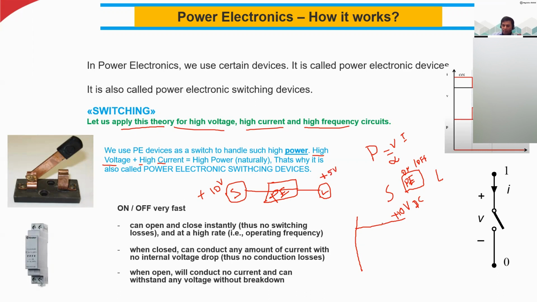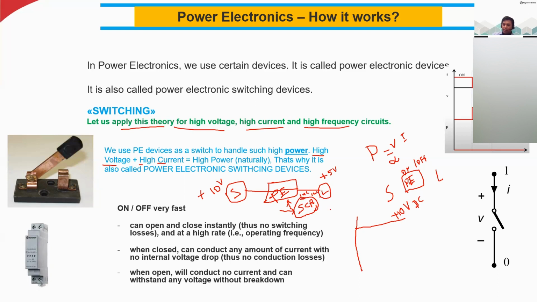So I am giving this plus 10 volt DC to this power electronic device. Let us say this power electronic device may be an SCR. We will see the different devices later. SCR means silicon controlled rectifier. Okay, so I am giving this 10 volt DC to this one. So I turn on the switch for maybe 1 microsecond, I turn off the switch 1 microsecond.